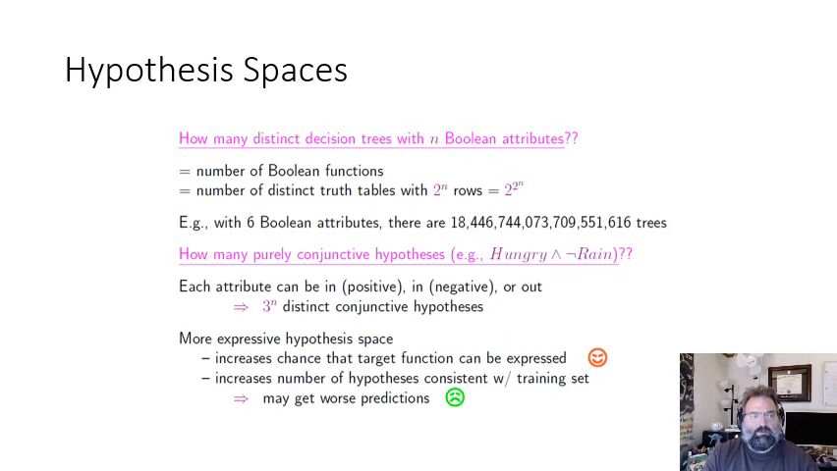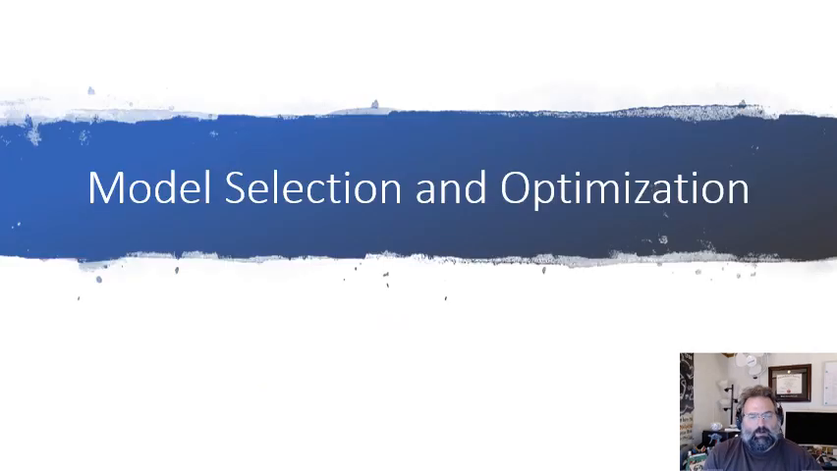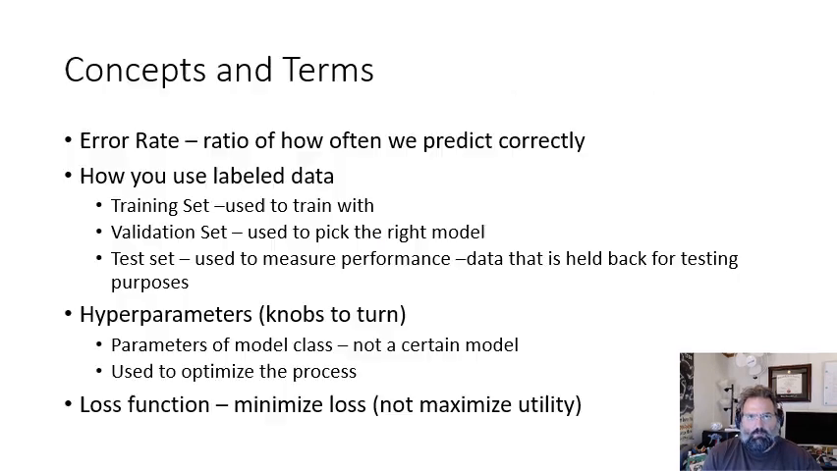The hypothesis space, the number of Boolean functions. So how many distinct decision trees with n Boolean attributes? 2 to the n, right? Or 2 to the 2 to the n, depending upon which one we're looking at. So how do you learn a decision tree? The idea is, given some training data, how do you come up with a decision tree? The algorithm here, that's pseudocode, might work. I haven't tried it. But anyway, moving on to a more relevant topic, which is model selection.